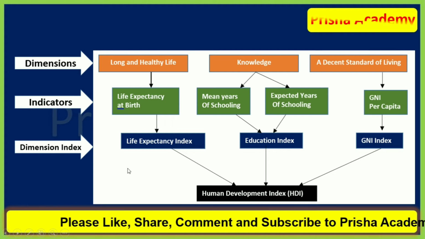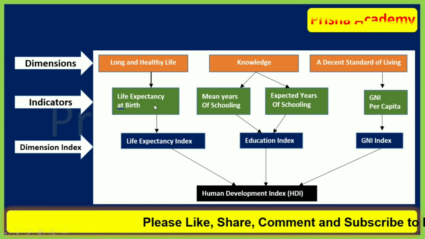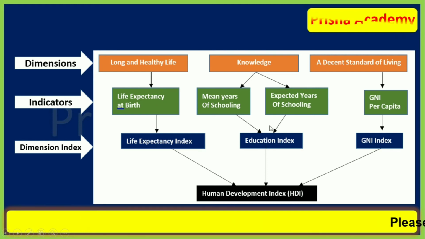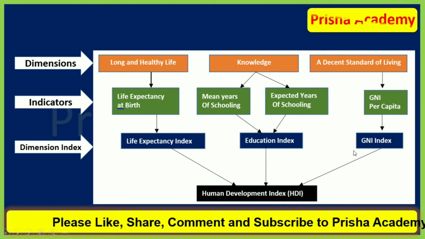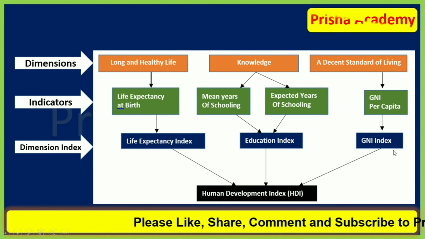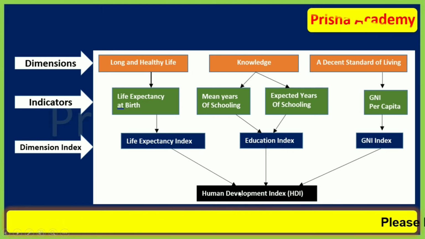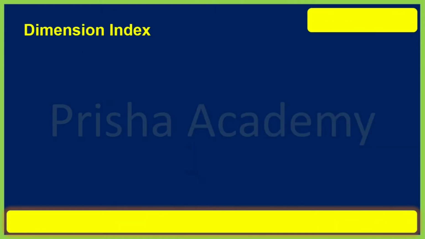And for the dimension indices, we will see the life expectancy index for a long and healthy life. For knowledge, we will see the education index. And for a decent standard of living, the index is the GNI index. So when we take these three together, they will derive the HDI. We'll see each part separately.